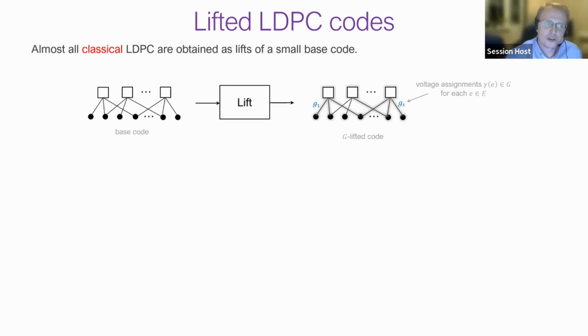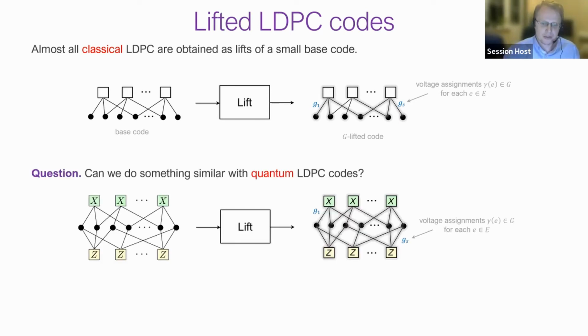I should say that almost all classical LDPC codes are obtained as lifts of small base codes. For example, if you look at the 5G standard, you can find that all the LDPC matrices that are used in the 5G standard are just obtained from 2 base graphs.